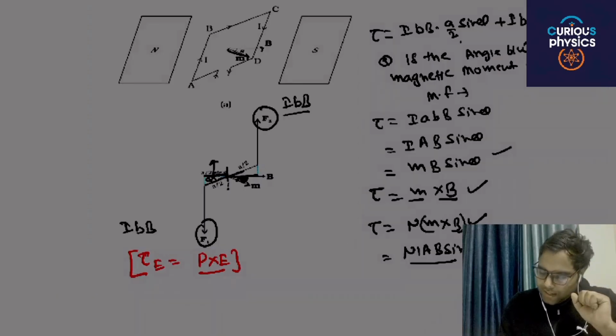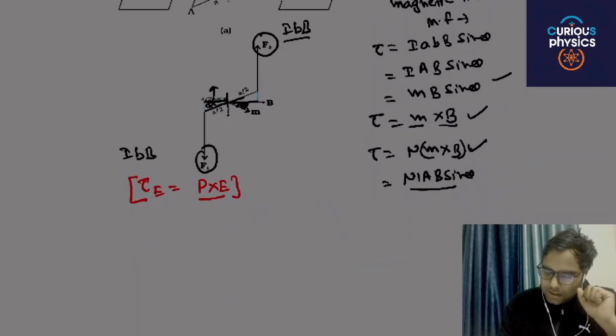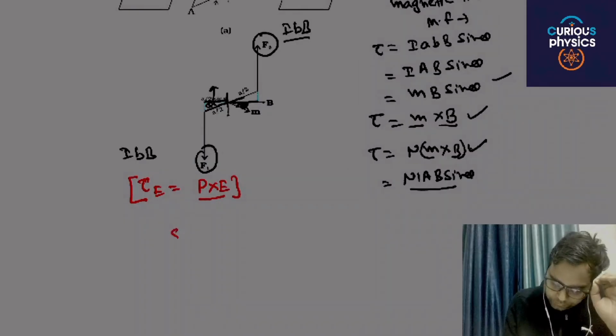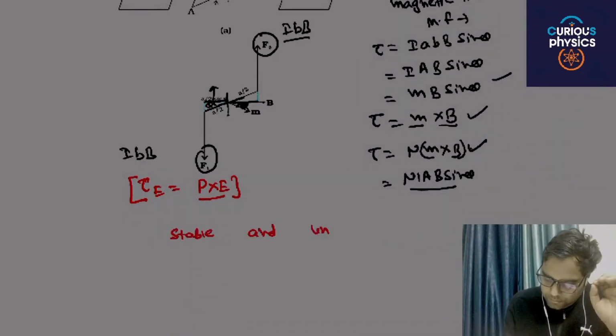Now the next thing is stable and unstable equilibrium.